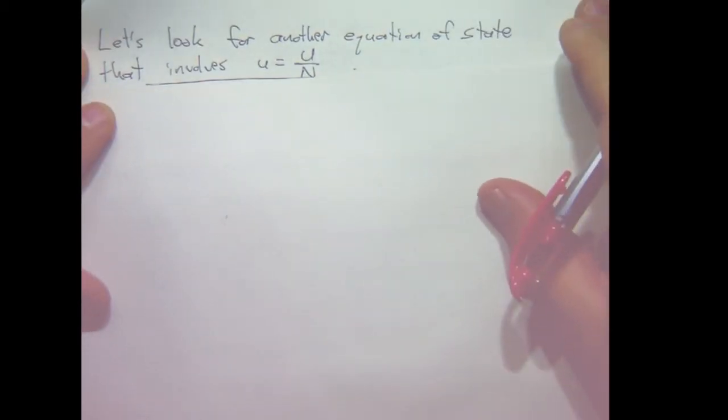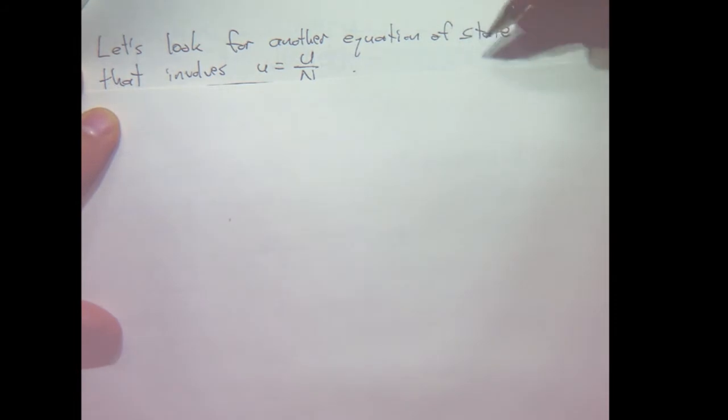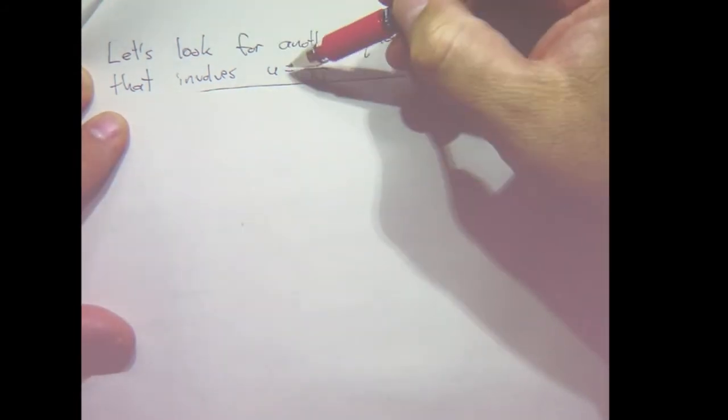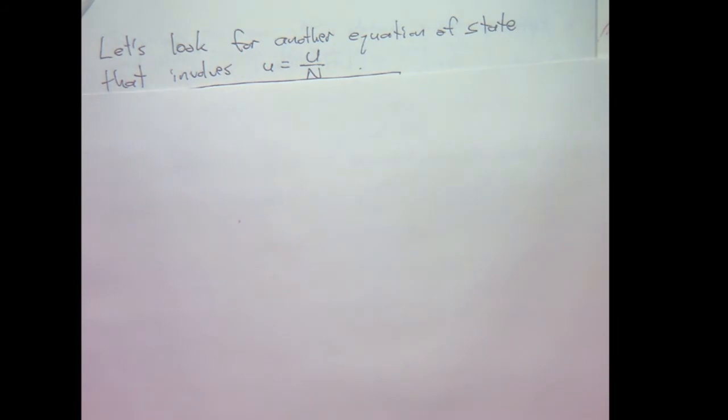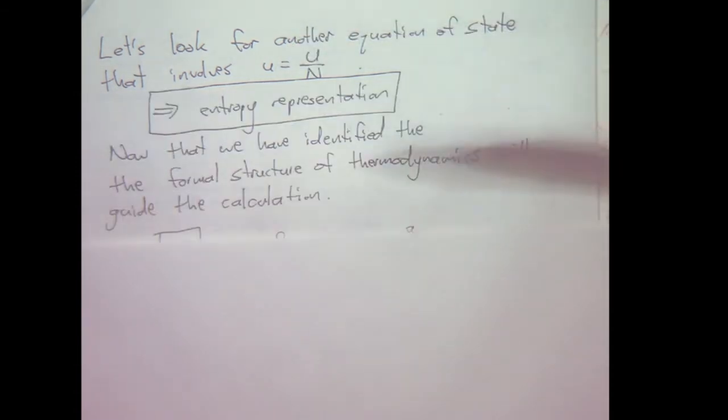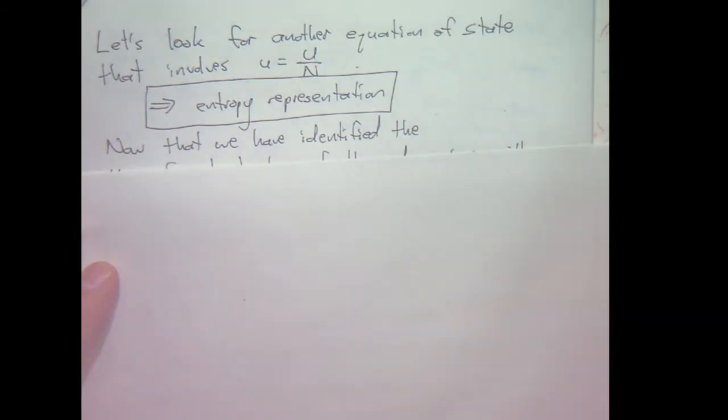Okay, we're going to look for another equation of state that involves the internal energy. So, since internal energy is a variable, which picture are we looking at? Which representation? Entropy or energy? Entropy. The entropy representation. How do you know? Because one of the variables is the energy. Right? So, the first step in a systematic way of solving thermodynamic problems is work out which representation you're in.